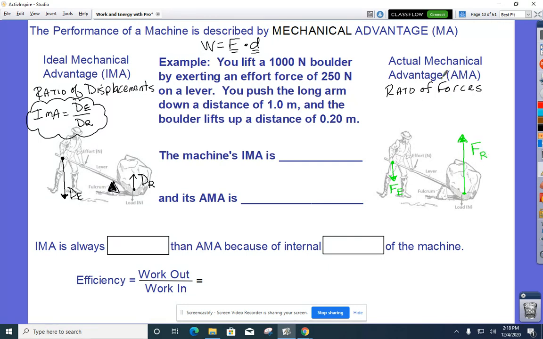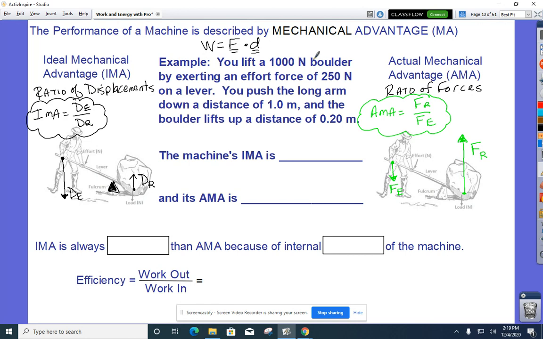So ratio of forces, if I want to get the AMA, it would be the resistance force divided by the effort force. Now you got to be careful here because you notice in one case the AMA has the resistance over the effort. In the other case, I have the effort over the resistance. So be careful there. And again, the actual is a ratio of forces. The ideal is a ratio of displacement. So let's go ahead and do a quick numerical example.